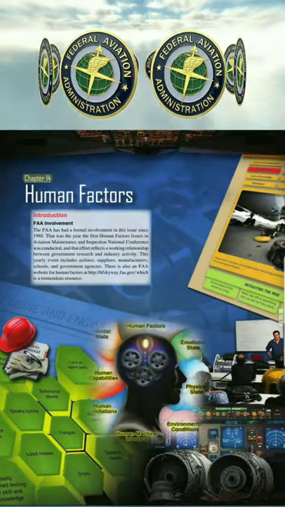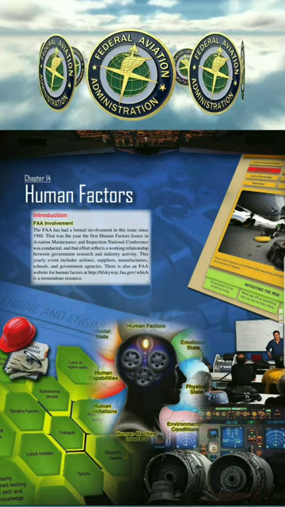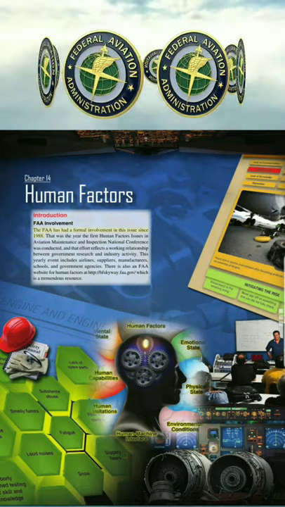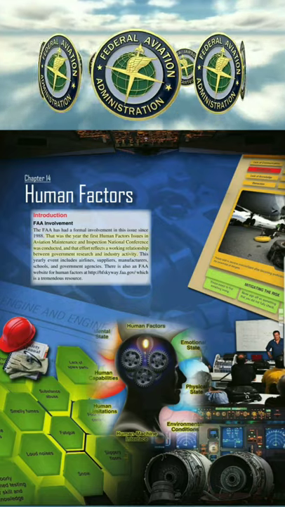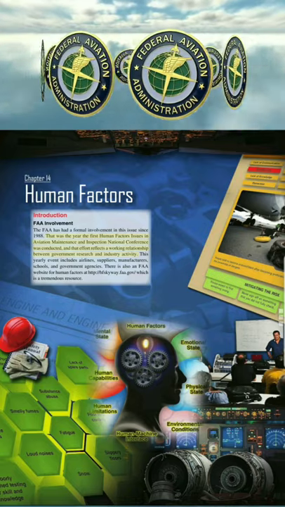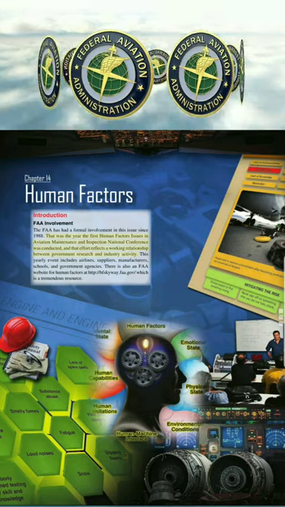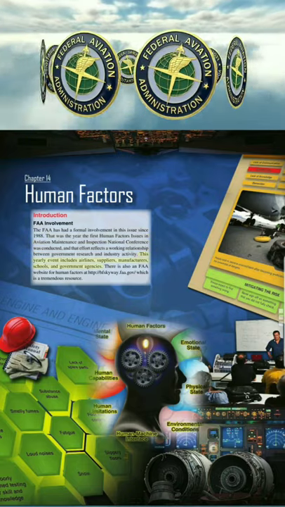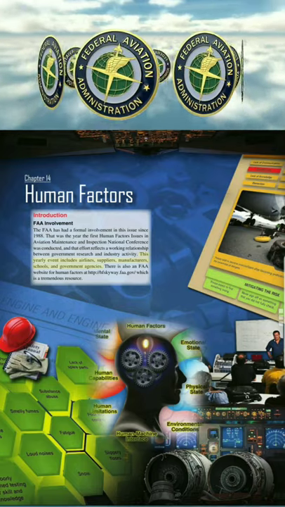Chapter 14. Human Factors. Introduction. FAA Involvement. The FAA has had a formal involvement in this issue since 1988. That was the year the first Human Factors Issues in Aviation Maintenance and Inspection National Conference was conducted, and that effort reflects a working relationship between government research and industry activity. This yearly event includes airlines, suppliers, manufacturers, schools, and government agencies.